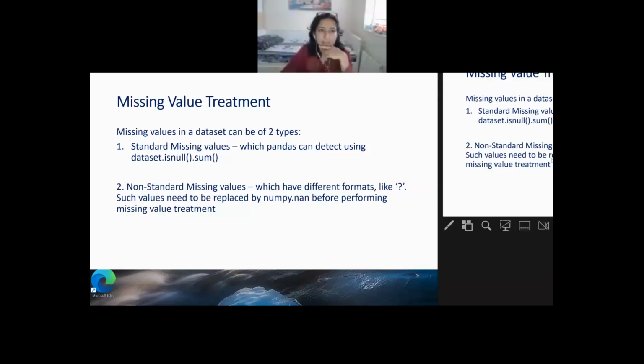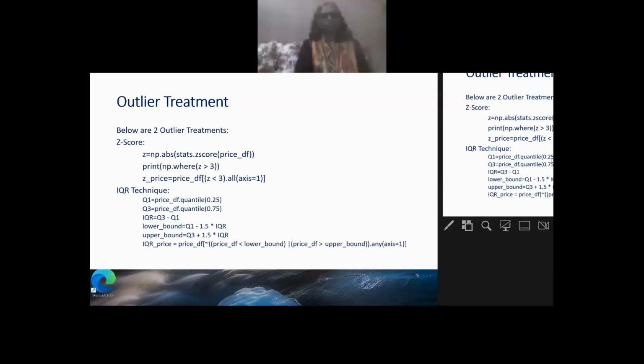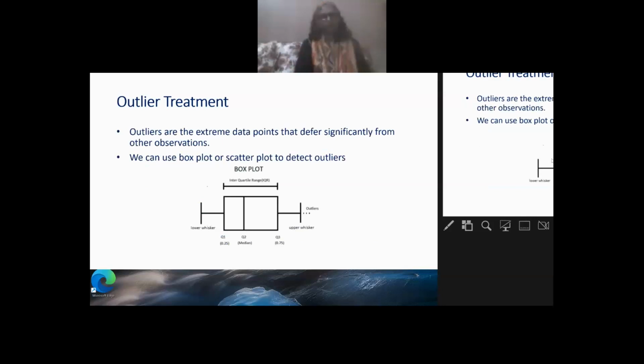Frequency encoding, missing value treatment, it was done. Missing value? It was done. Okay. Outlier treatment is not done. Yes.